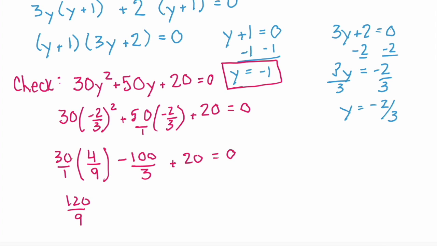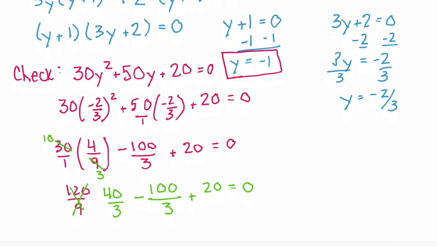Or notice that the 30 and the 9 have a 3 in common. So we can simplify those down to 3 in the denominator and 10 here in the numerator. So that would give us 40 over 3. See how this is helpful? Because our second term is negative 100 over 3. Common denominator. And then we have that 20, which we're just going to leave alone for now.